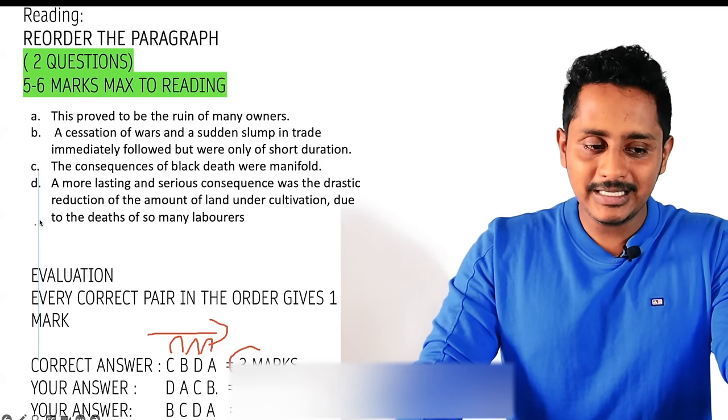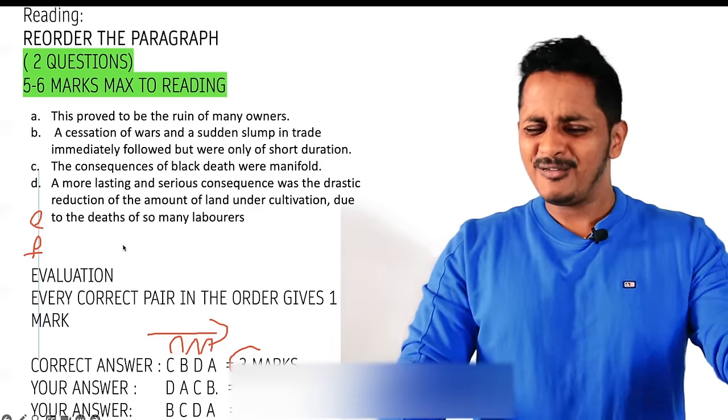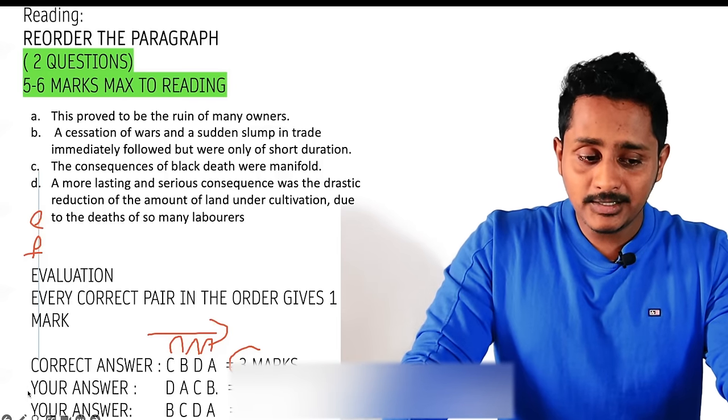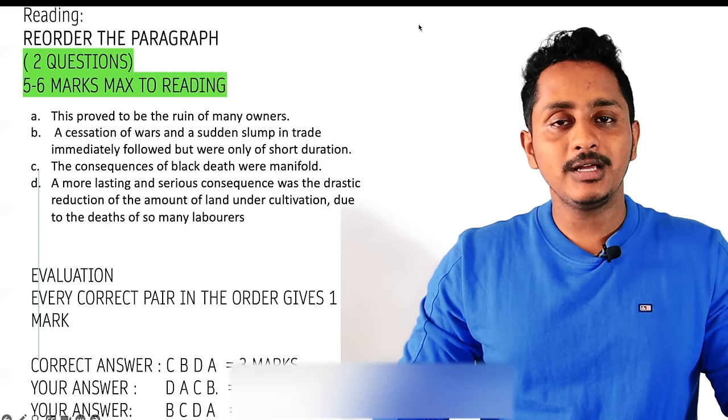3 marks like this. E can be there, F can be there. Usually 4 is the minimum and 6 is the max. 4, 5 will be there, A to E or A to D. Let's say this is your answer, and you wrote D, A, C, B. Now how is the scoring done?